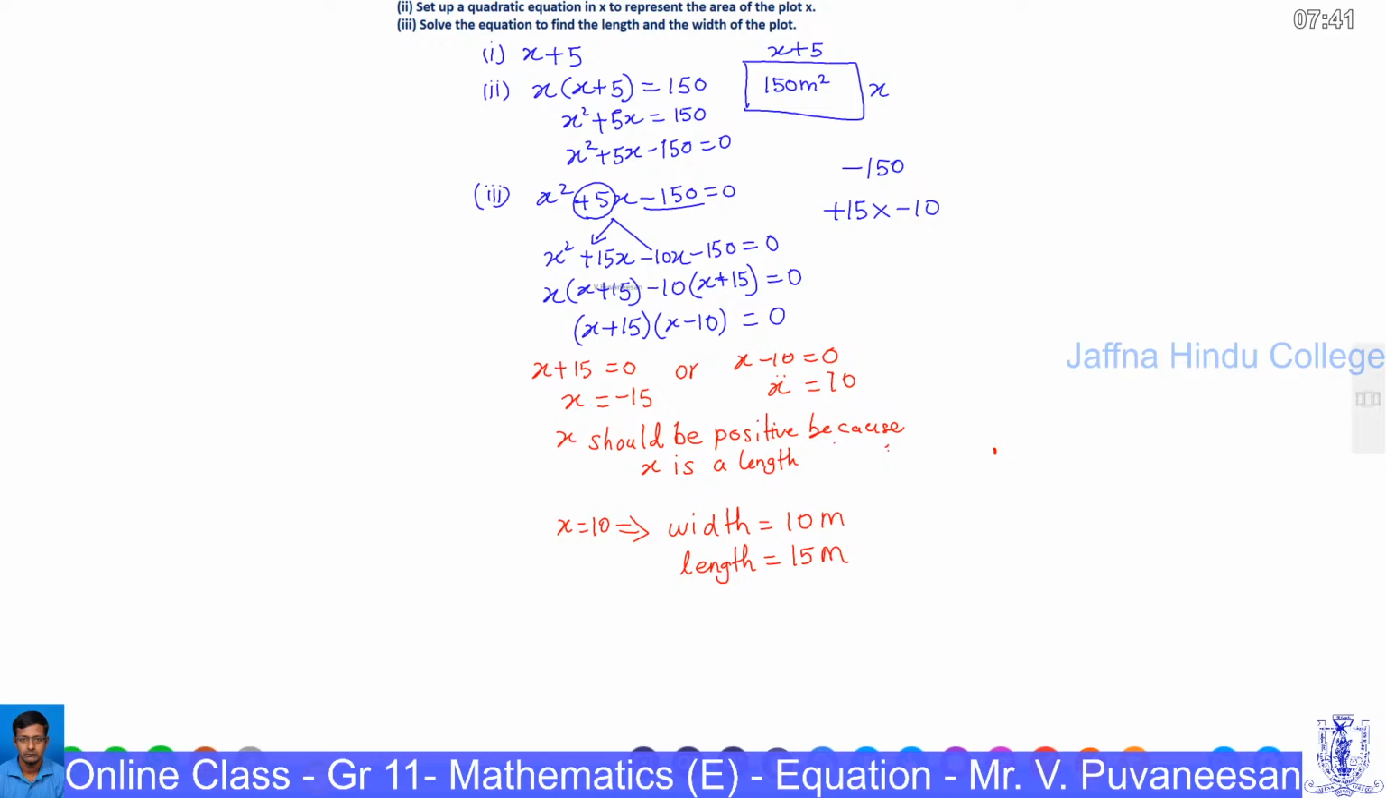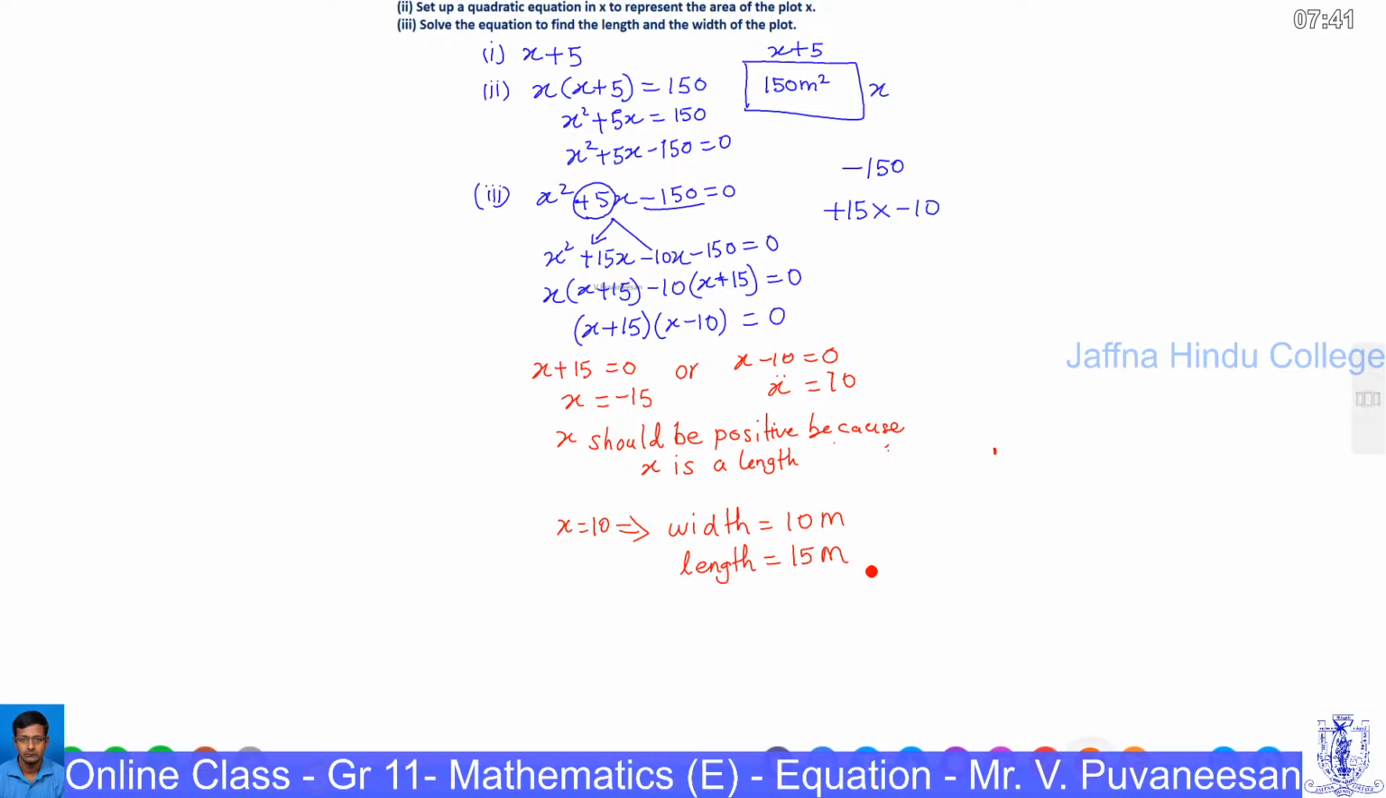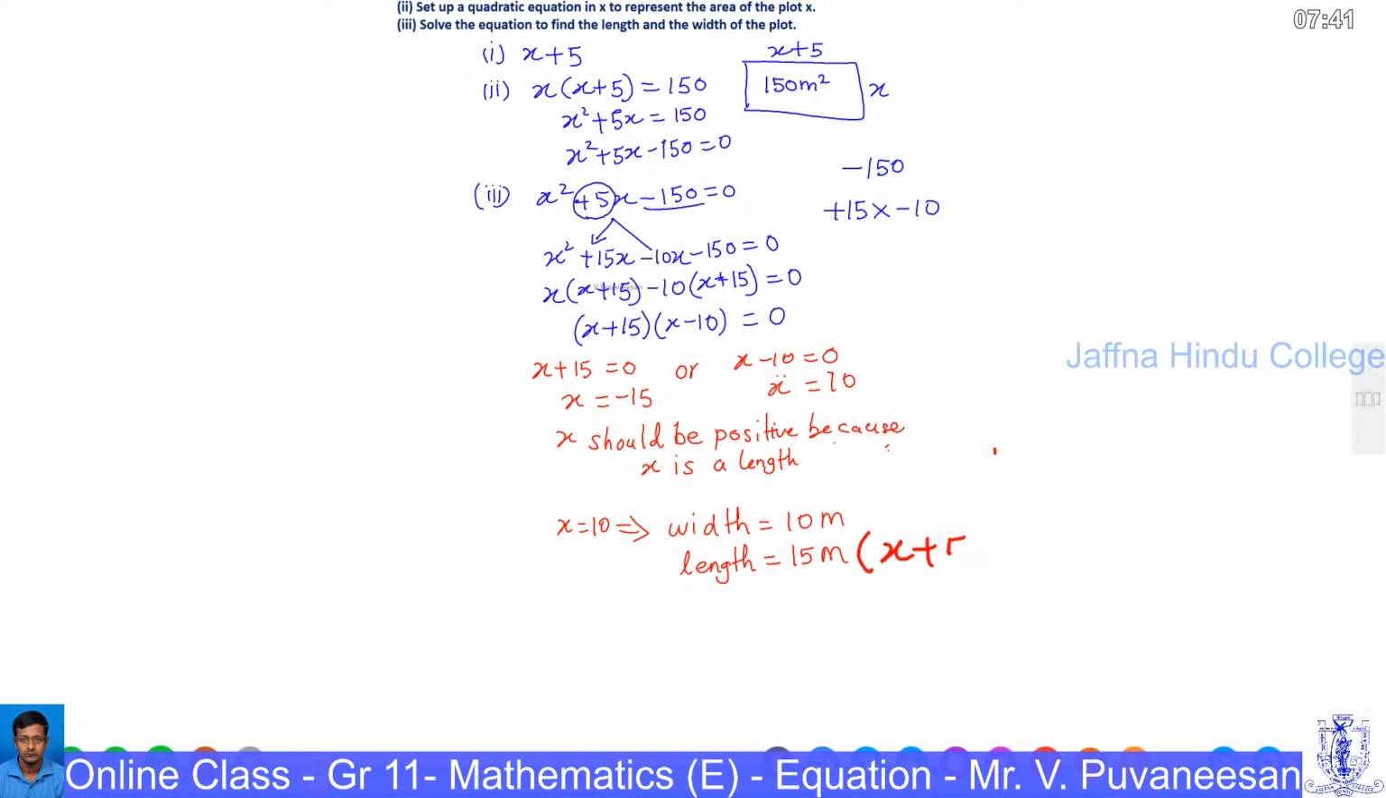If we consider x equal to 10, the width is 10. The length is x plus 5, so the length is 10 plus 5, which is 15 meters. Okay.